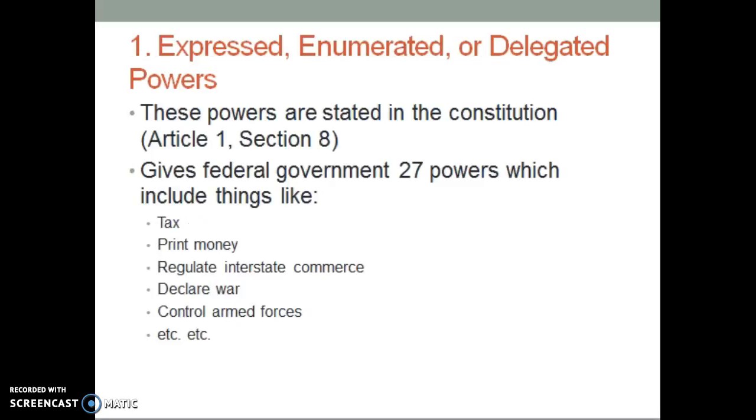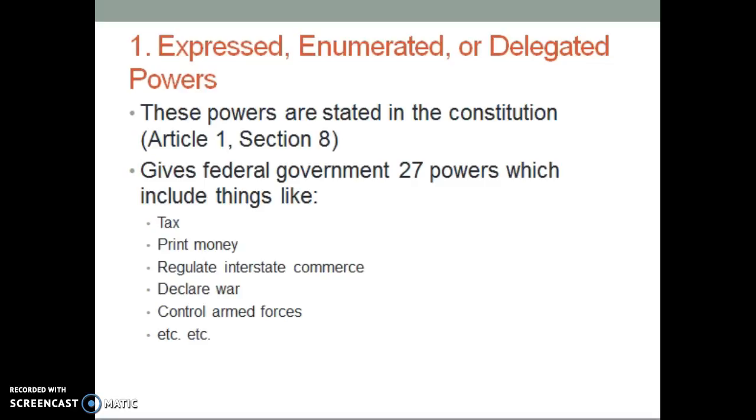So first up, our expressed powers. Expressed, enumerated, delegated. They're all synonyms. If you see any one of those, you should know that these are powers that are stated specifically in the Constitution. And if we want to be specific, we're going to look at Article 1, Section 8. Hopefully that was something you noticed when you were working through your Constitution packets. Basically, we get 27 powers outlined in this bit.